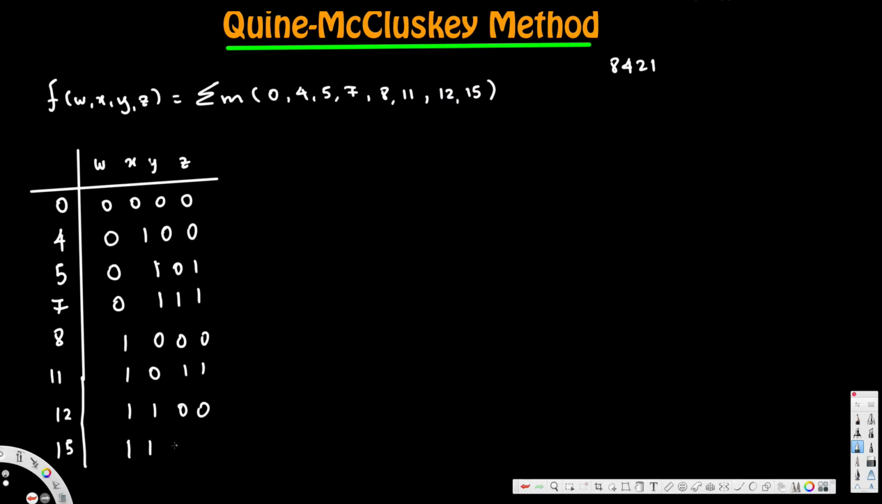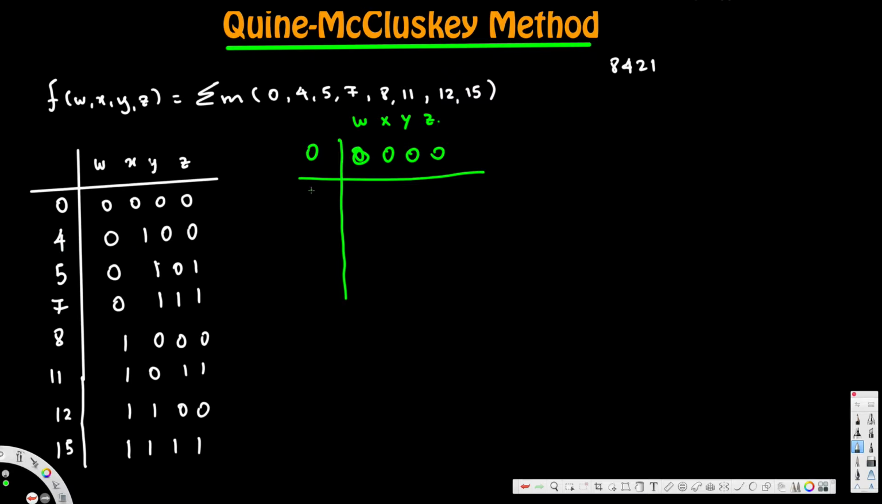So this is 15. Now what I'm going to do is group these based on the number of zeros. That's the first thing in Quine McCluskey. So let's go ahead and do that. First we are going to look at 4 zeros. Only one term has 4 zeros, that is 0. I'm looking at w, x, y, z. 0 has 4 zeros, and the next thing is we have to look at the terms that have 3 zeros.